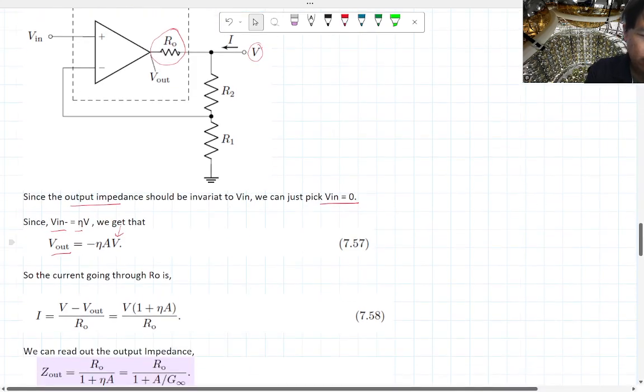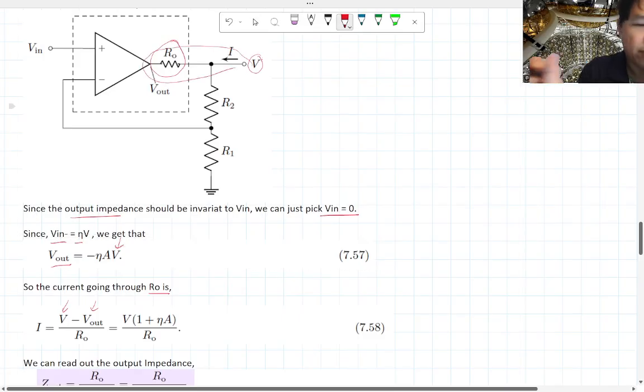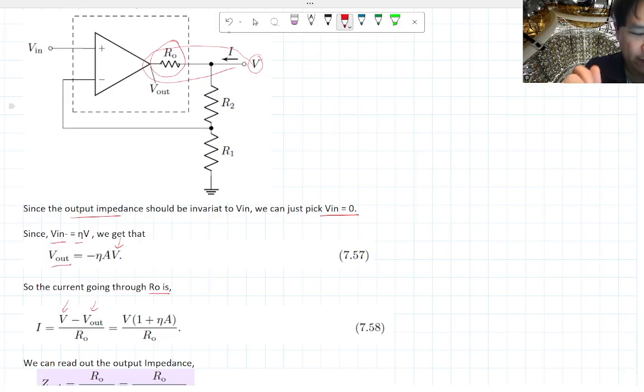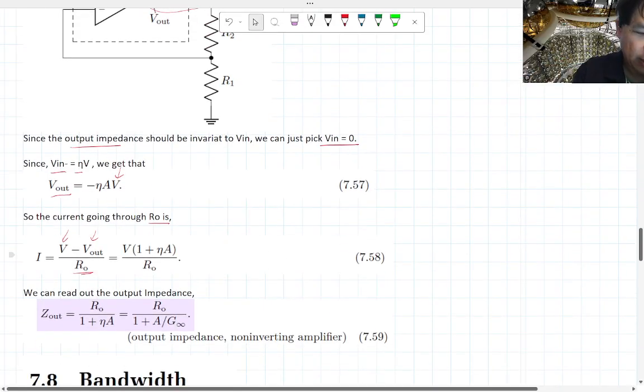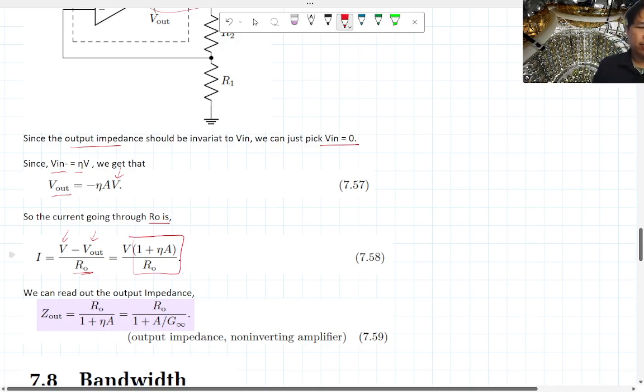So the current going through this output model resistor is just whatever V is minus V out, because that's what's actually driving the current. V is going to be bigger than whatever V out is. And then you get a current that's going into the output. To get the output impedance, you divide by RO, and therefore you can see that this is actually your output impedance here already.